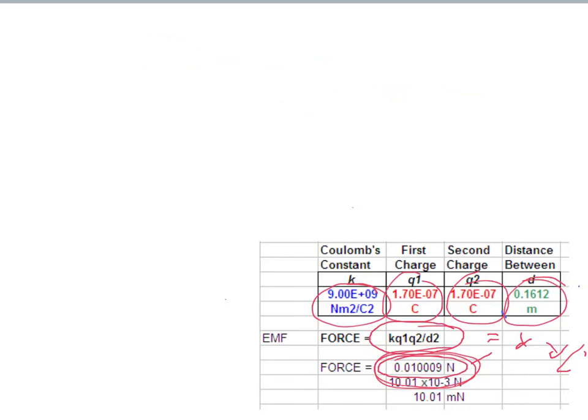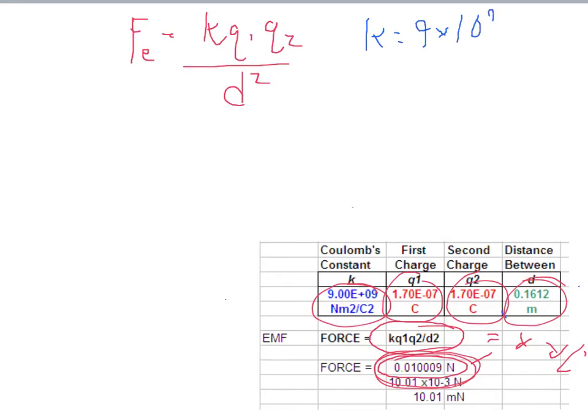So let's rewrite Coulomb's law now, and let's put it up here, F equals kq1 q2 over d squared. Now once I've written that, I know what my values are. I know my value for K. It's always the same. It's 9 times 10 to the 9th Newton meter squared per Coulomb squared. So I have that value, and I know both charges are the same.